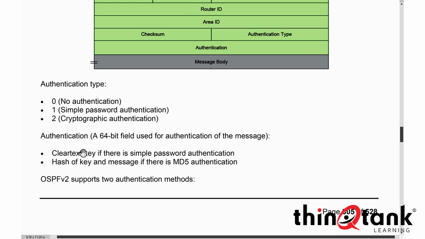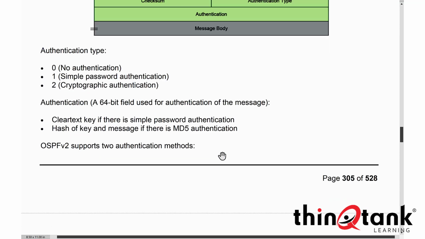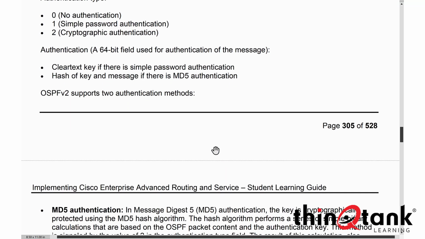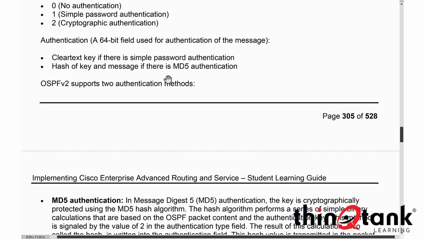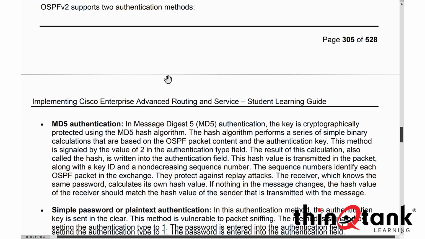So 64-bit field, the clear text key, if we're doing simple password authentication. Clearly, that's not going to be your best option. We don't want to be able to see the secret key in a Wireshark capture, or the hash key and message if there is MD5 authentication, which we saw previously.